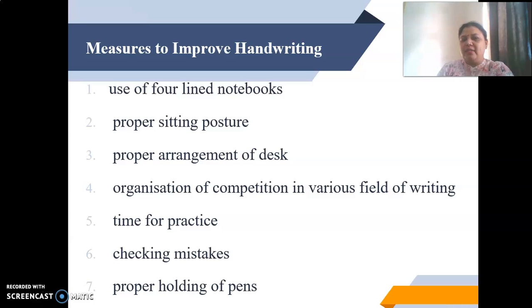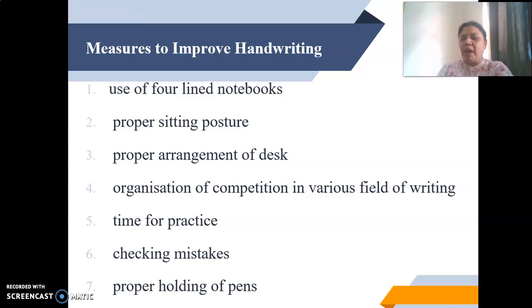Time for practice. In the lower classes or at the primary stage, we can ask students to practice for making their handwriting good. That can be possible by providing them cursive books or asking them to write on a daily basis. Checking mistakes.